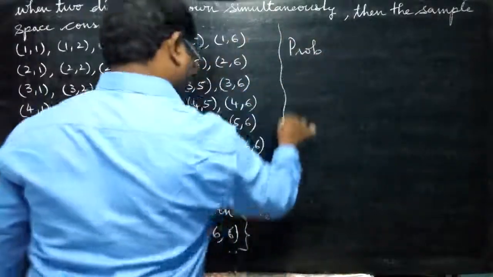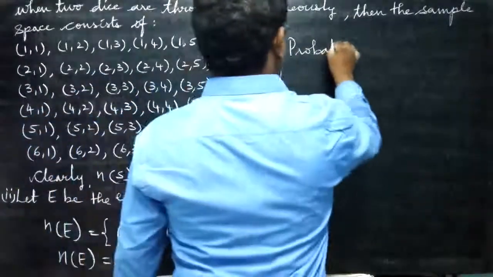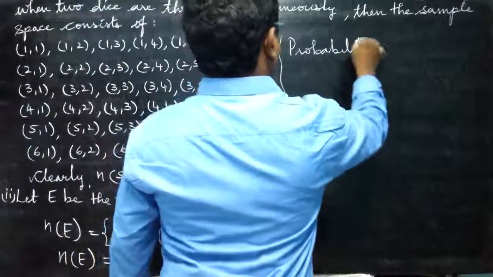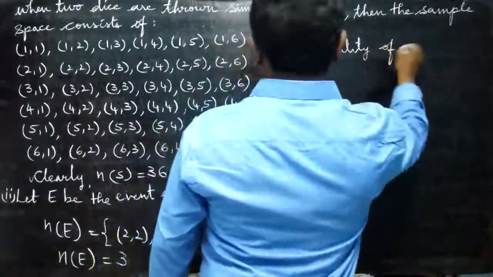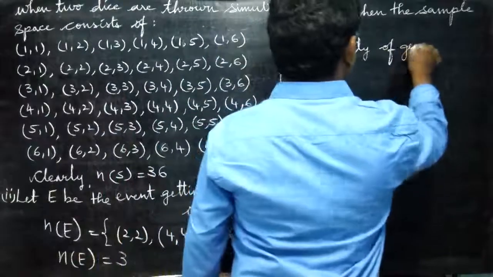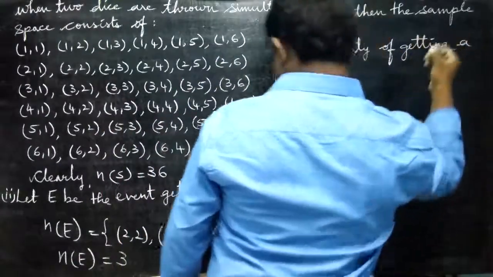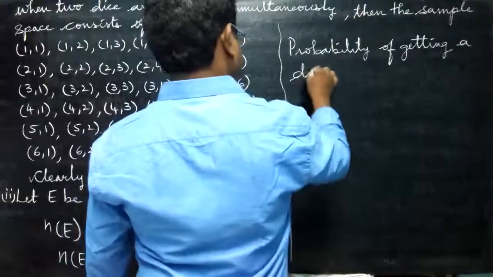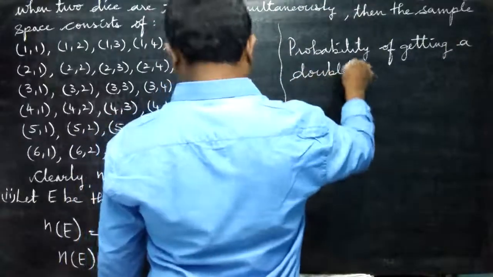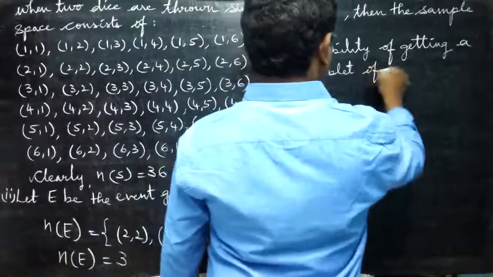Probability of getting a doublet of even numbers.